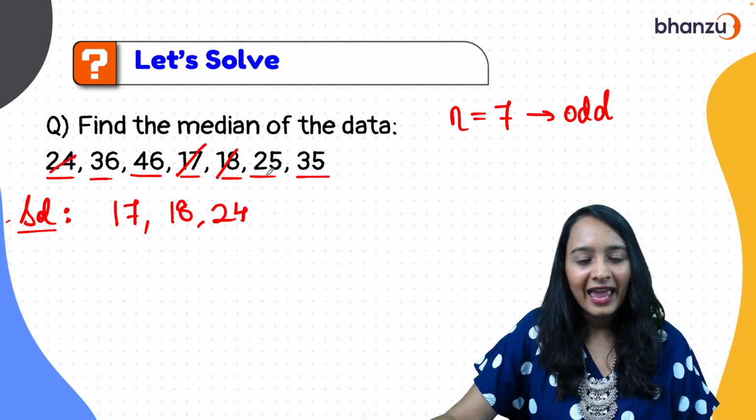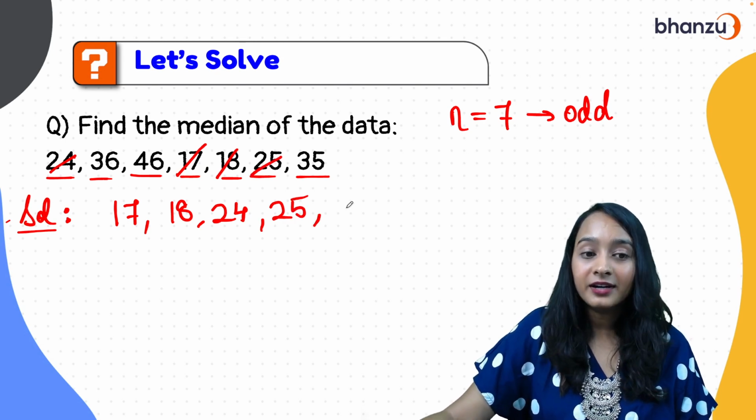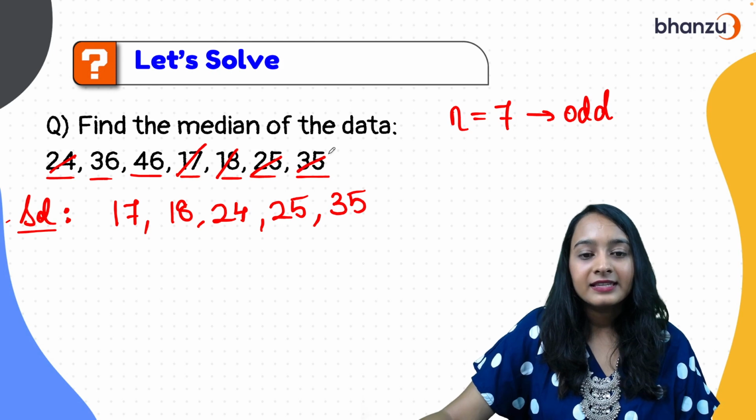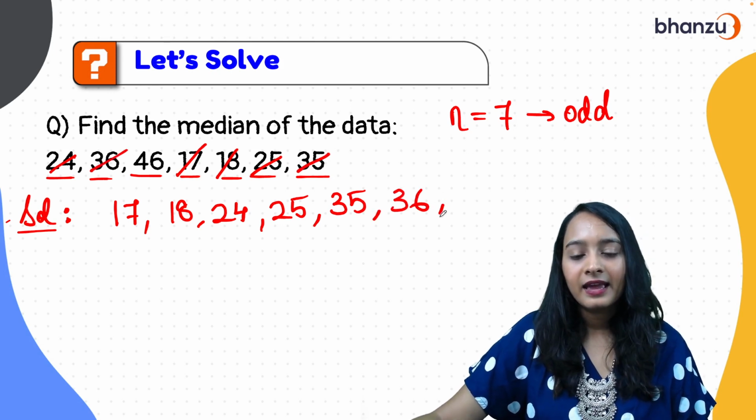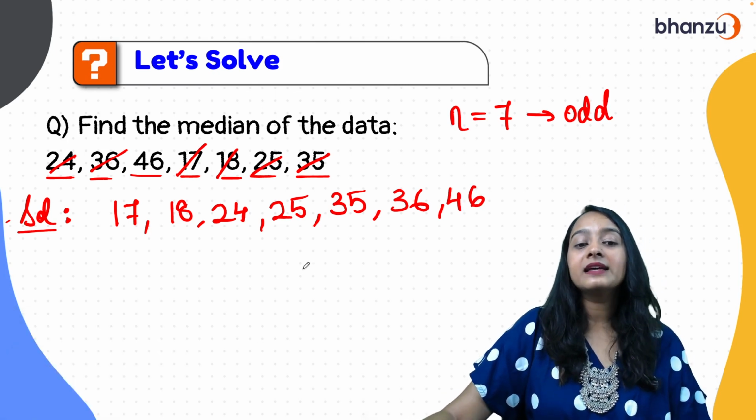24. And then comes 25. Then comes 35. Strike out values so that you don't miss out on anything. 36 and 46. Now, among this, what is the middle value?